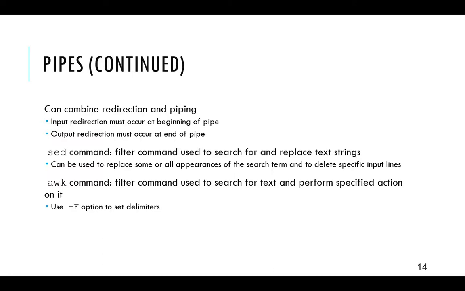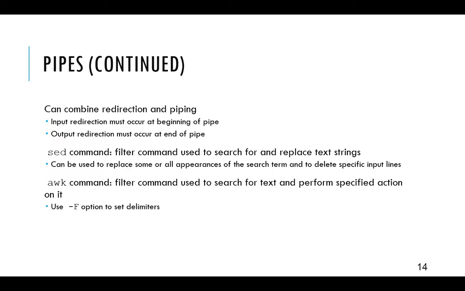Pipes can combine redirection and piping. Input redirection must occur at the beginning of the pipe, where output occurs at the end of the pipe. Why is that? Because you have to have something to make something, right? So you have to have an input to pipe to something. You couldn't have an output without an input.